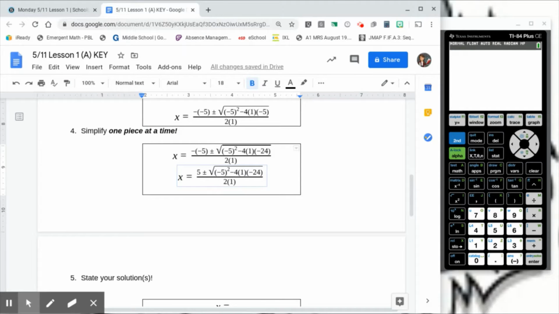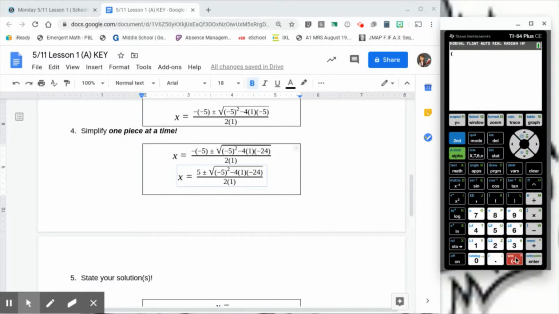Okay, now this is really important. If you're working off of the hard copy, you can see I make a note on this: when you simplify this piece with the square root, ignore the square root right now. What I want you to do is just type in everything that's underneath the square root, not the 2 over 1 that's highlighted, but the -5 squared minus 4 times 1 times -24. So I'm going to show you in the calculator. You can type all of that in at once.